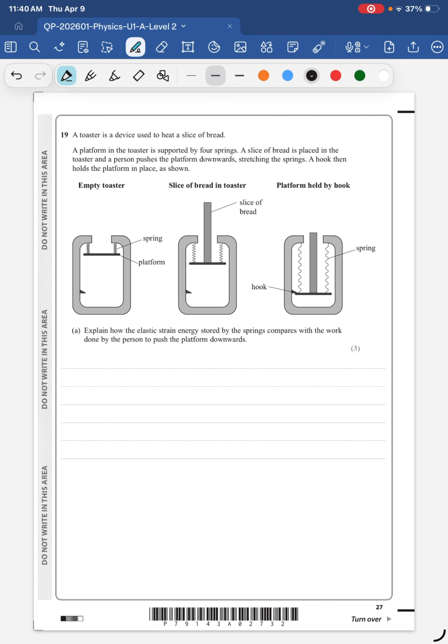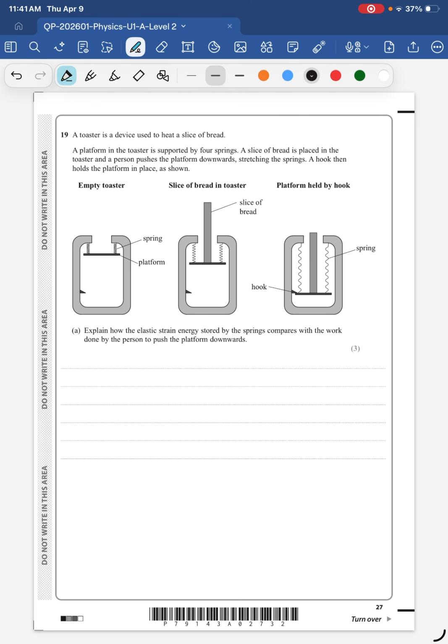Okay, question 19. A toaster is a device used to heat a slice of bread. A platform in the toaster is supported by 4 springs. A slice of bread is placed in the toaster and a person pushes the platform downwards, stretching the springs. A hook then holds the platform in place as shown. Okay, so that's the hook. So you push it down.